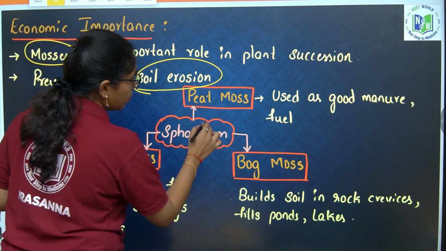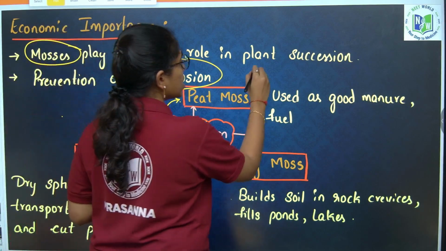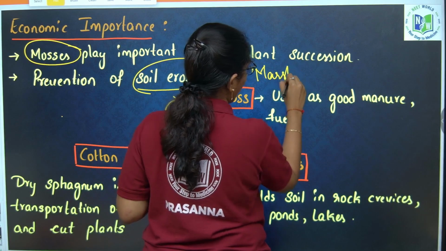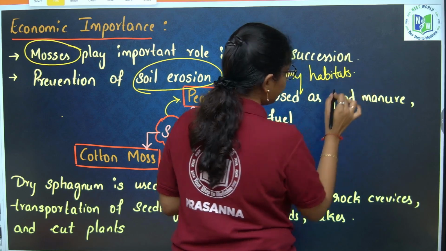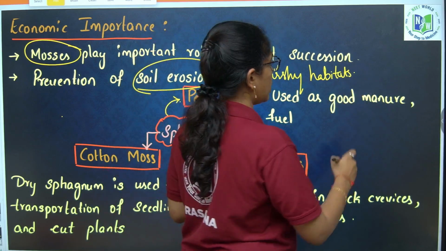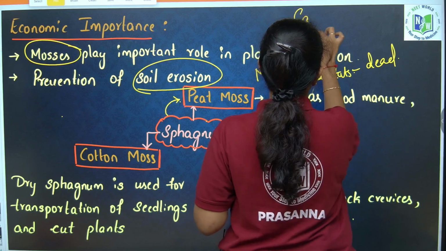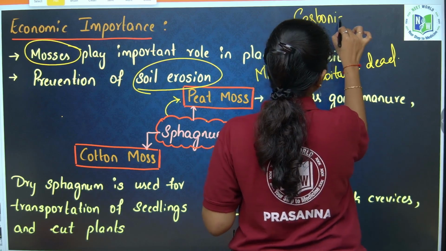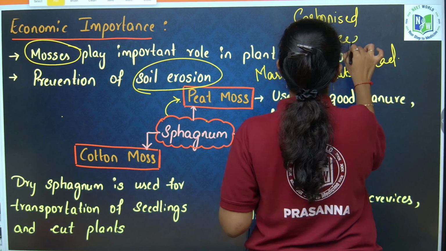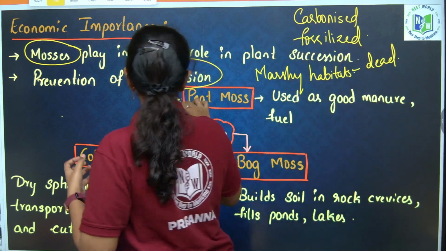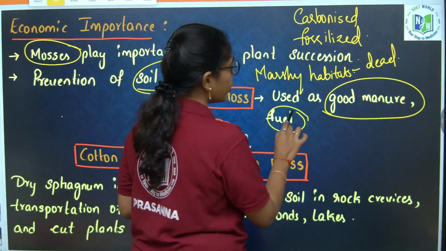Next, Sphagnum is said to be peat moss because it can grow in marshy habitats, and the dead parts of Sphagnum can be carbonized and fossilized. That is why it is said to be peat moss, and it is used as a good manure and fuel as well.